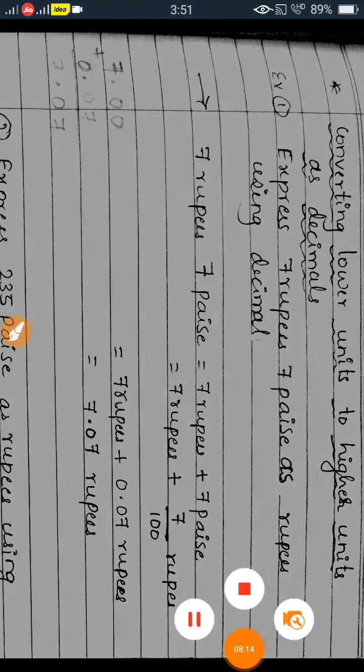It is the length. In case of rupees, you can check. In case of kg also, you can convert gram to kilogram, isn't it? So that you can write any unit in another unit. So here I have chosen the examples from the exercise itself. Express 7 rupees 7 paise as rupees using decimals.